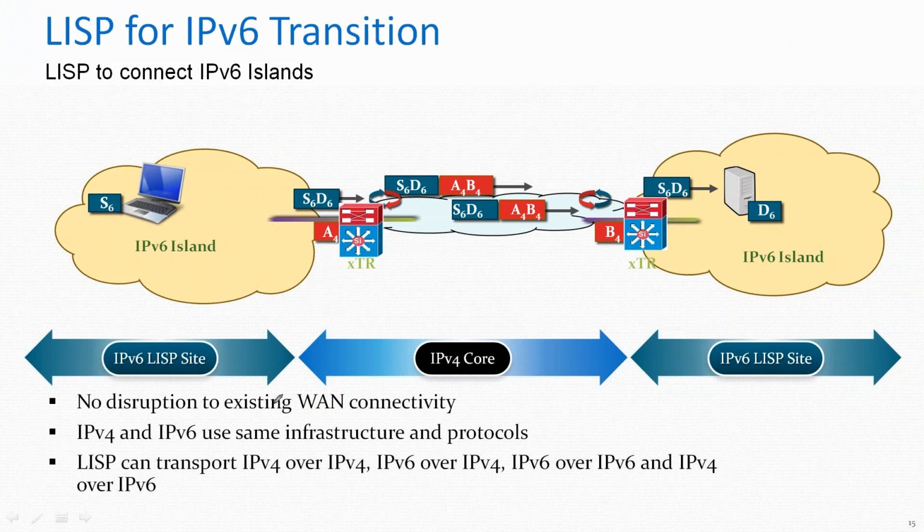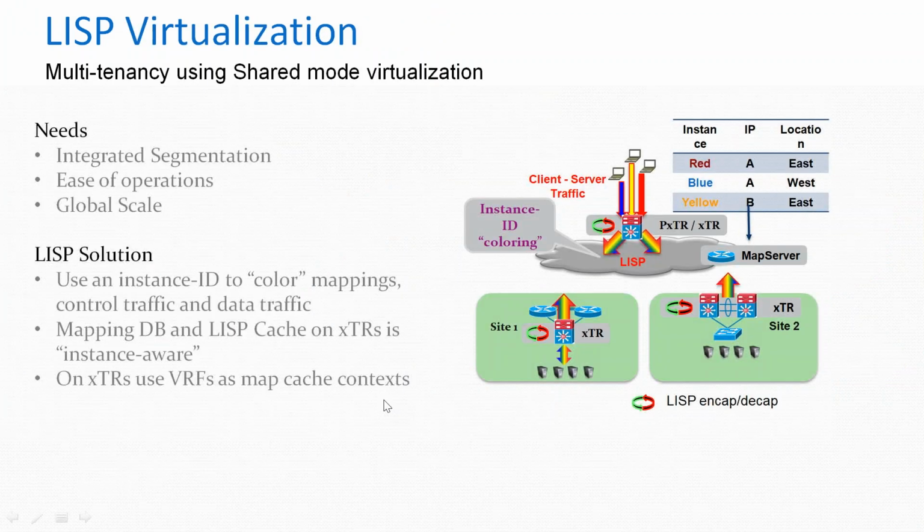So no disruption of existing WAN connectivity. IPv4, IPv6 use the same infrastructure and protocols. LISP can transport IPv4 over IPv4, IPv6 over IPv4, IPv6 over IPv6, and IPv4 over IPv6. So 4 to 4, 4 to 6, 6 to 4, and 6 to 6. All these four combinations are there when we are using LISP. It can support virtualization as well in case of a multi-tenancy environment.